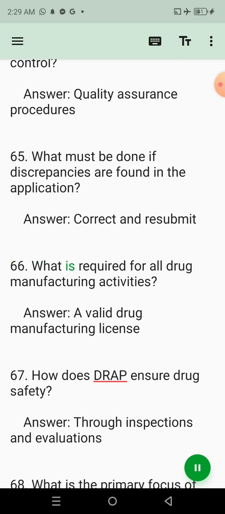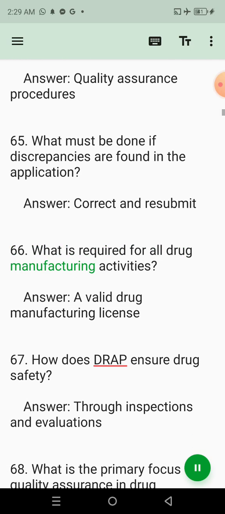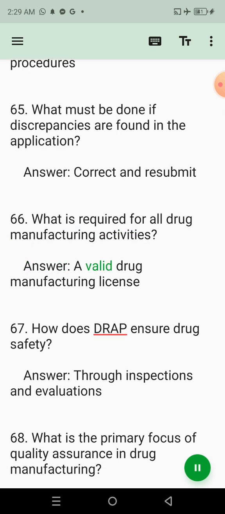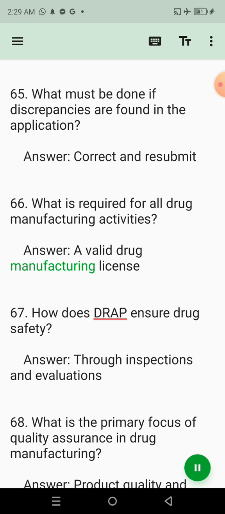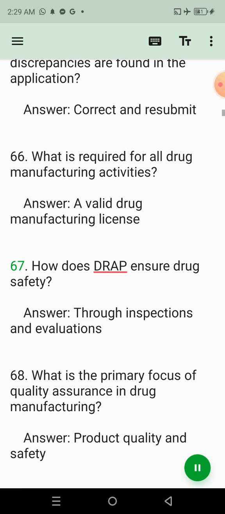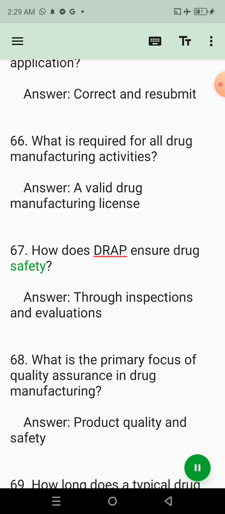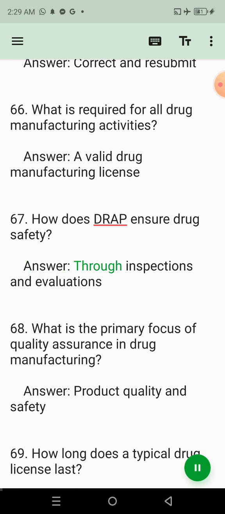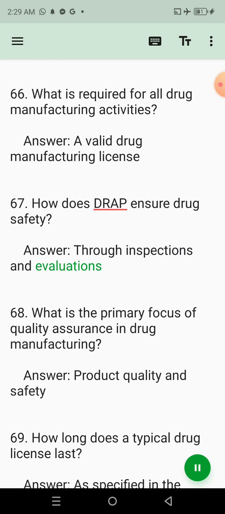66. What is required for all drug manufacturing activities? Answer: a valid drug manufacturing license. 67. How does DRAP ensure drug safety? Answer: through inspections and evaluations.